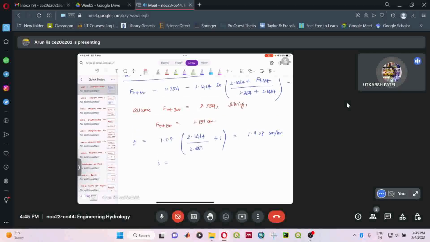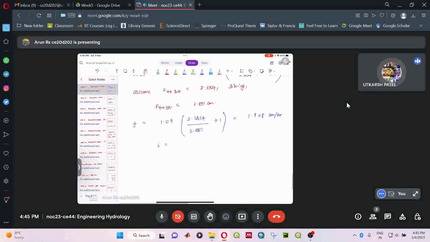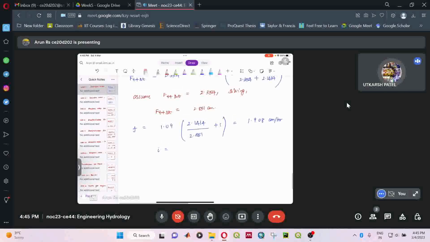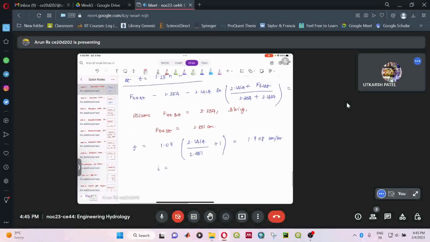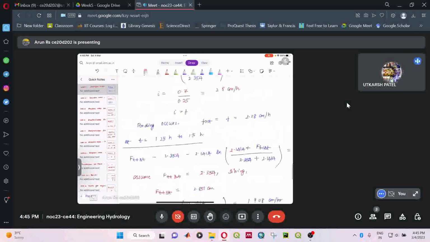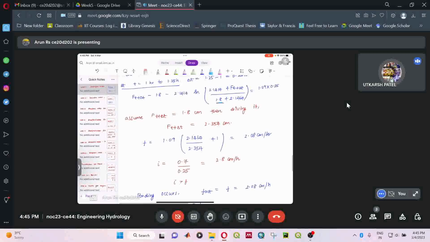Sir, my question is that here you have written, assume f(t+Δt) is equal to 2.354, and you are putting this value in the just previous step equation, here beside 2.1414 plus f(t+Δt). If you are putting this value here, then why didn't you put this value in the very first step also, like f(t+Δt) minus 2.35?